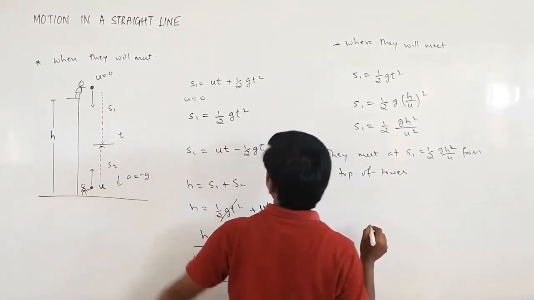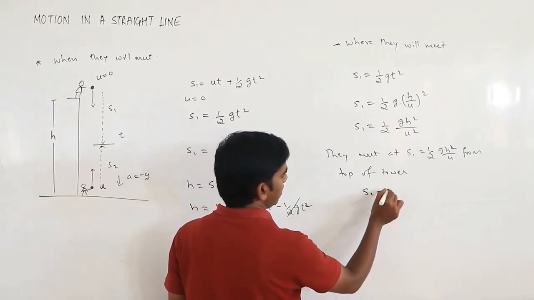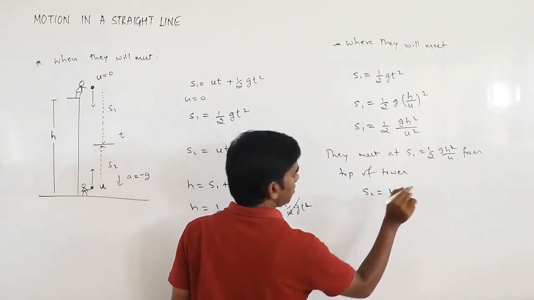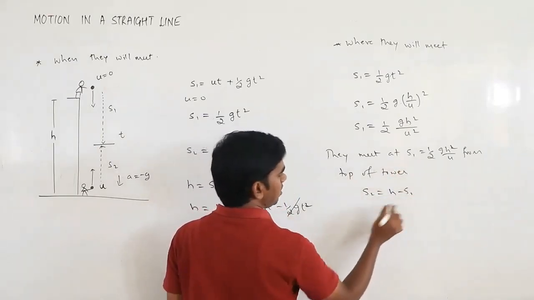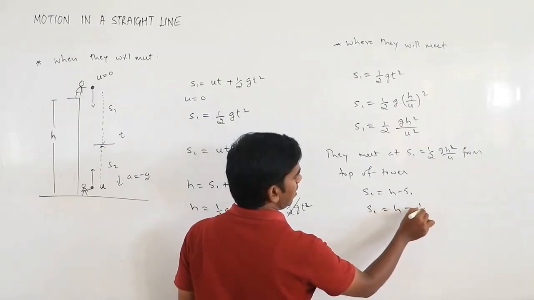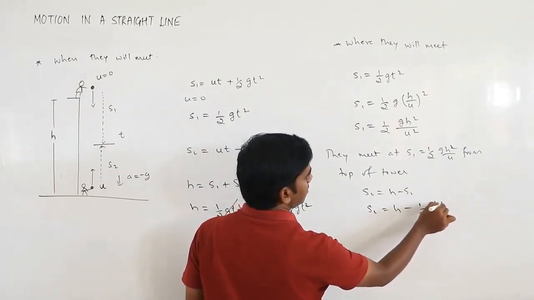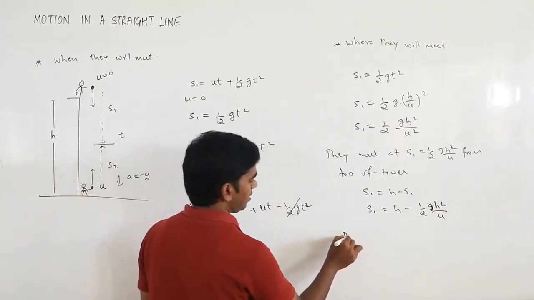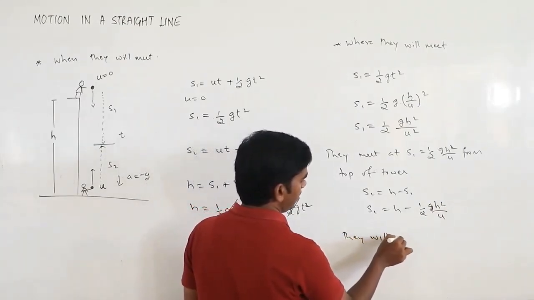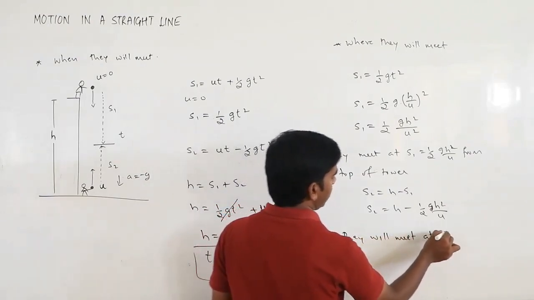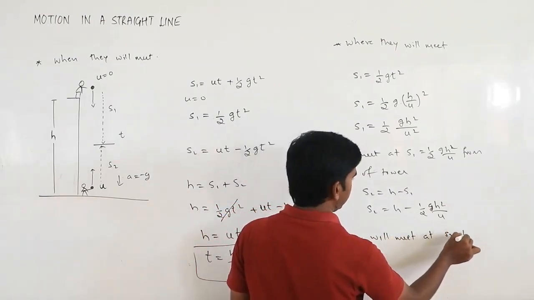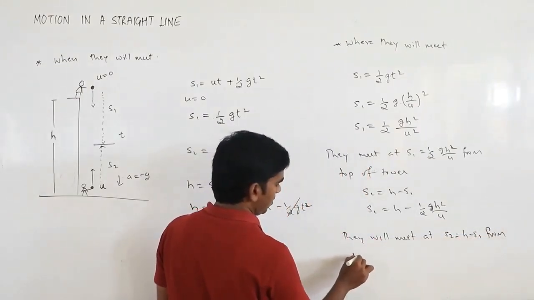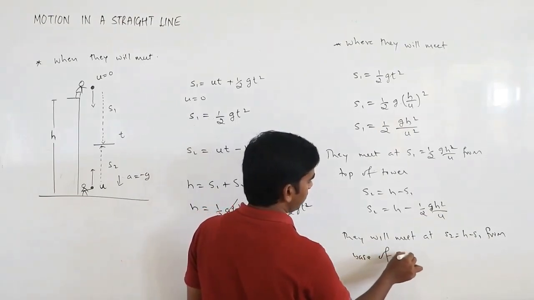From the base of the tower, S2 you can calculate as the total H minus S1. If you substitute the value of S1, you will get S2. So they will meet at S2 equals H minus S1 from the bottom, or from the base of the tower.